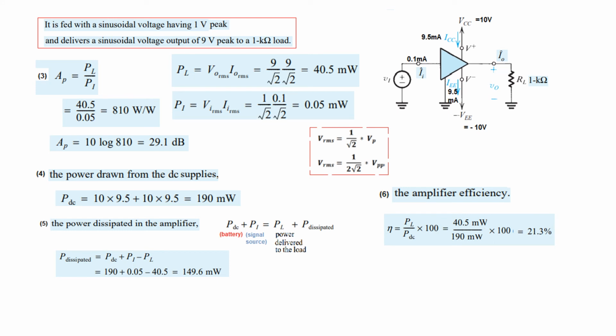Okay, now we come to the final point, amplifier efficiency. So the efficiency is the output power divided by the battery power, DC power. So this is output power PL, we had already calculated from here, 40.5, and PDC we calculated from here, 190 milliwatt, and so solving this we get the efficiency to be 21.3%.